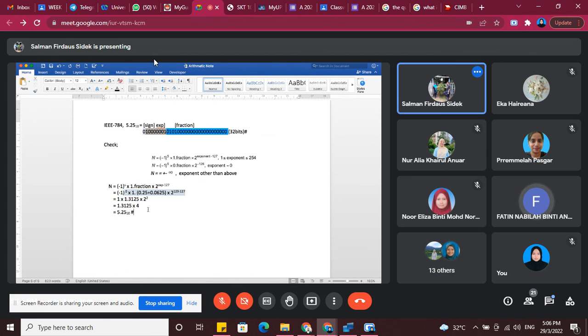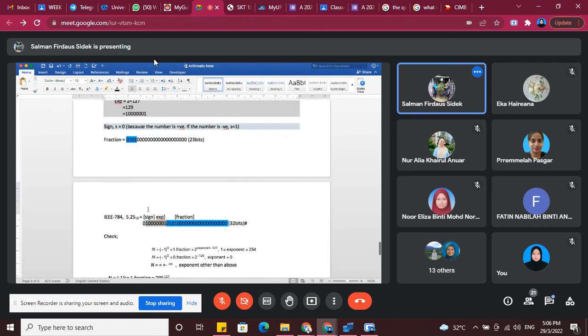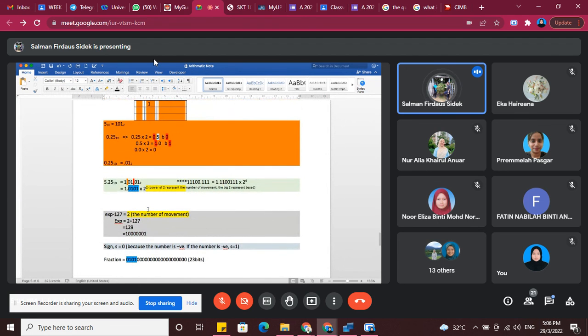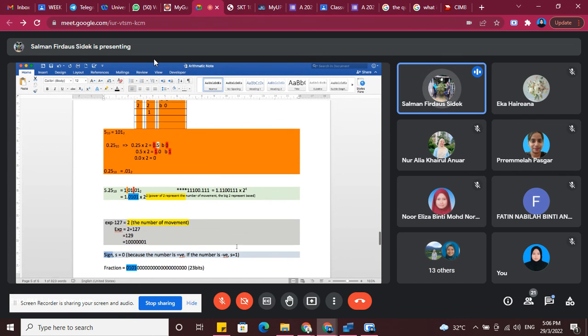Faham. Yang ni tadi jangan lupa untuk fraction. Okay, take it from here and then just add up with more zero. Your objective is to make it 23 bits. Okay, sign is just look at the number. If the question is positive, so S is 0. If negative, S is 1. Exponent, we just take it from exponent's formula.